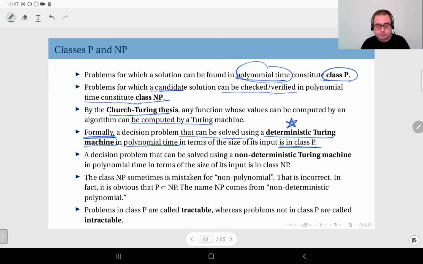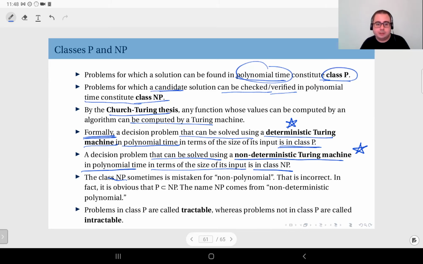On the other hand, a decision problem that can be solved using a non-deterministic Turing machine, now, this is the key difference here, non-deterministic Turing machine in polynomial time, again, in terms of the size of its input, is in class NP. Maybe you have seen these concepts earlier, but let me emphasize, many people mistake the class NP to be the class where you have non-polynomial solution time. That is incorrect, okay? NP does not stand for non-polynomial.